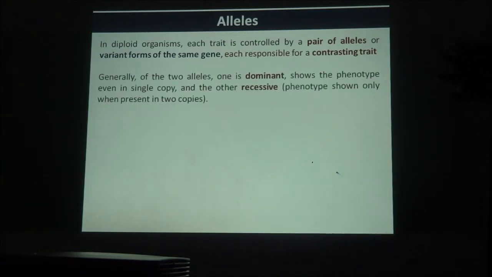Generally there are 2 alleles, of which one is dominant, that is, a single copy of this allele is enough to give you the phenotype, while the other one is called recessive, which has to be present in 2 copies if the phenotype is to be shown.